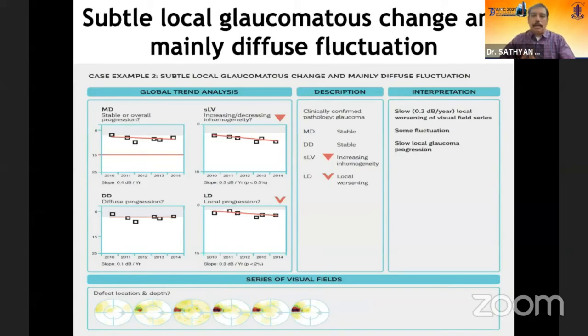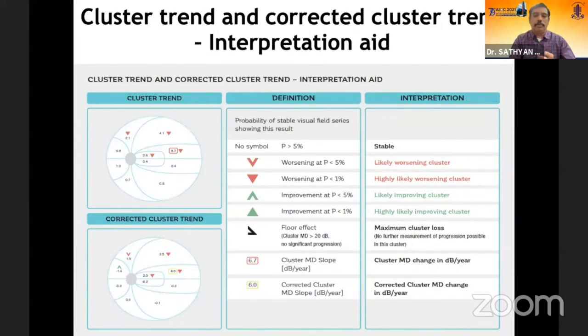And if you have a very localized glaucomatous change, just try to see this global trend analysis. You can see that the square root of loss variance, that means there is an increase in the inhomogeneity of the visual fields. That's why the SLV is high, and you can see the local progression, and the diffuse loss is almost stable. There is not much of a diffuse loss.